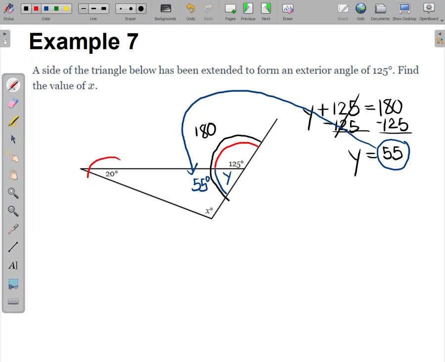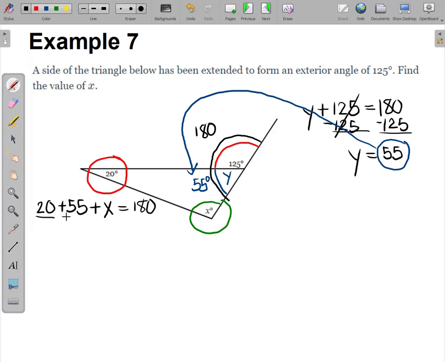And then I'm going to use the color red now for 20, and the color green now for x. So again, notice that we had to solve for y before we can solve for x. Now I'm going to add 55, which is blue, to red, which is 20, to green, which is x, and all three of those angles inside the triangle have to add up to 180. So here's the equation for that. 20 plus 55 plus x has to be equal to 180.